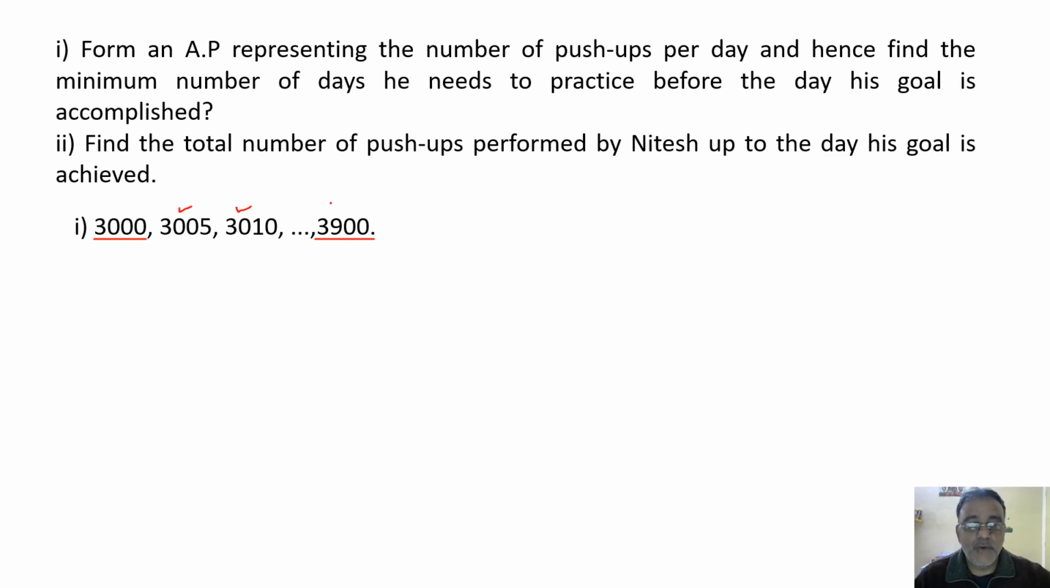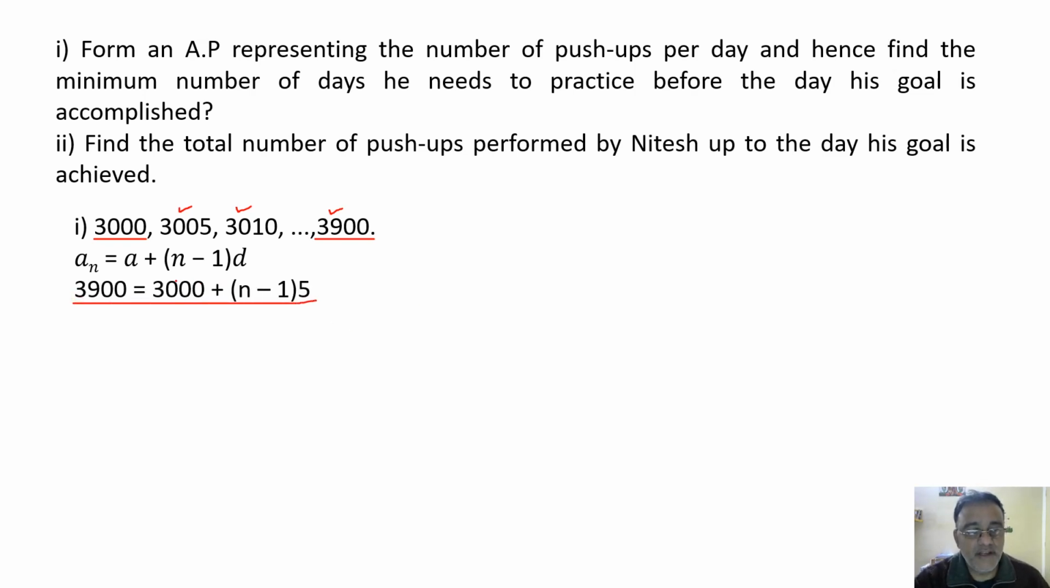Okay, so what is A here? 3000, and D is 5, and we need to find which term this actually is. ठीक है, minimum number of days, which term we have to find. So let it be the nth term, An. What is the formula of An? A plus n minus 1 into D. Right, so we have to equate An with 3900 and A और D का value substitute करेंगे. So this step is clear, this one.